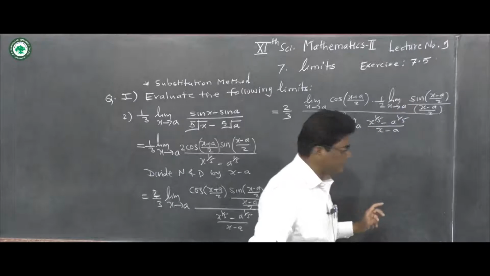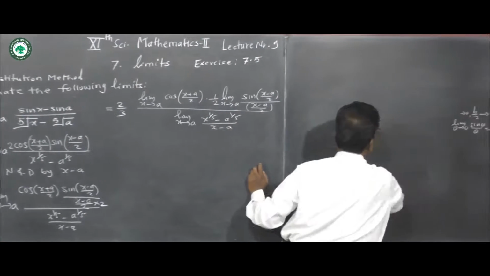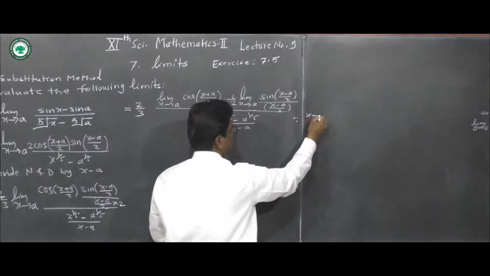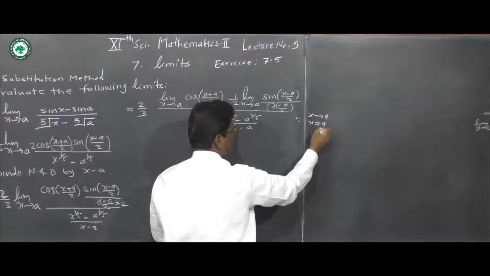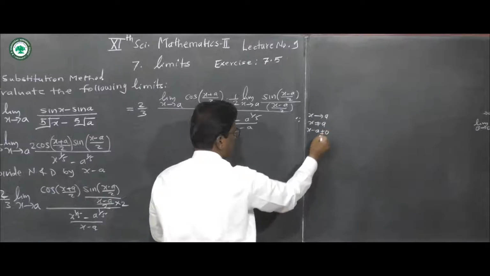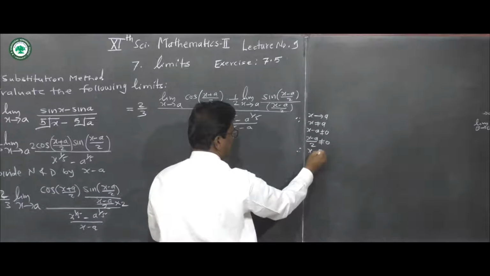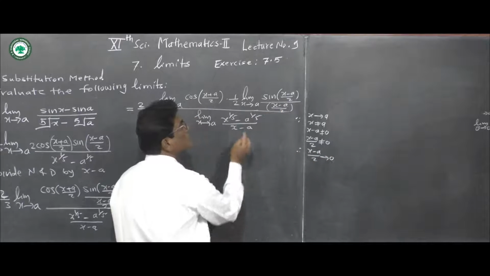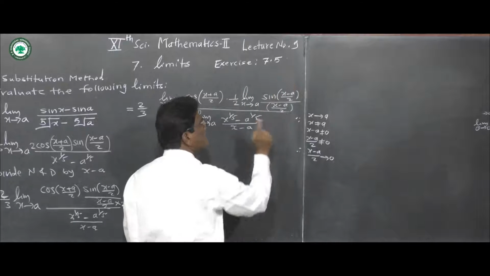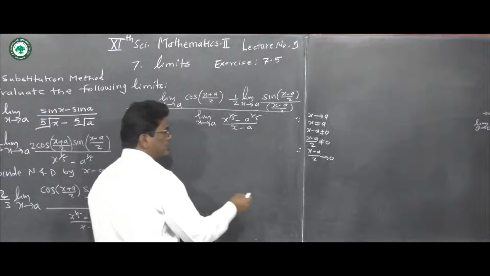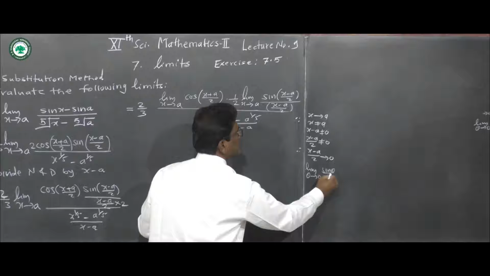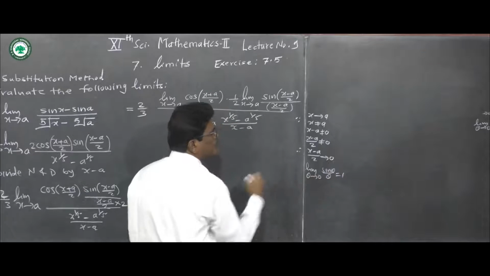Since x tends to a, x not equal to a, means x minus a not equal to 0. Therefore x minus a upon 2 not equal to 0, and therefore x minus a upon 2 tends to 0. So the value of this limit is 1, since we have the standard formula: limit theta tends to 0 of sin theta upon theta is equal to 1, theta divided by theta and theta tends to 0.